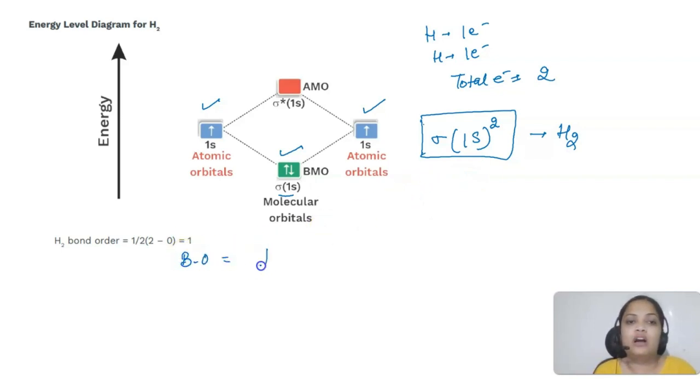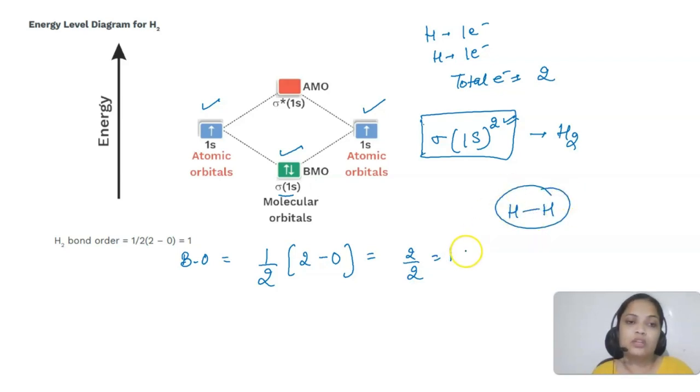Bond order क्या होगा? Half into number of bonding electrons. Bonding electrons कितने हैं? Means the electrons present in bonding molecular orbital are 2 and in anti-bonding, there are none, 0. So it is 2 by 2, which is 1. So it means there will be a single bond between hydrogen in hydrogen molecule. If you want to talk about the magnetic nature, so of course paired electrons are there, so it's a diamagnetic molecule. Keep that in mind.